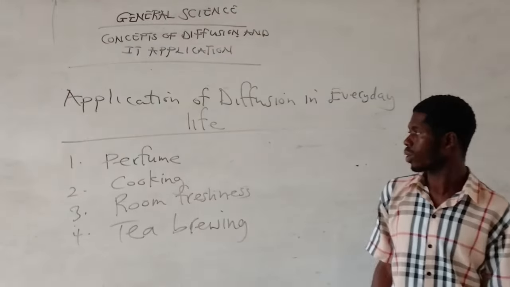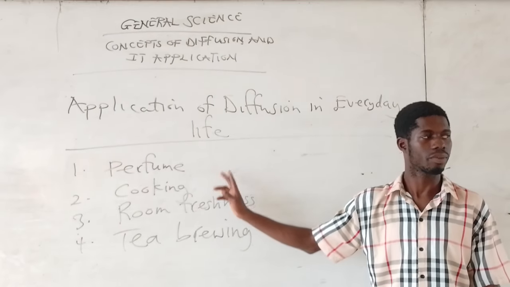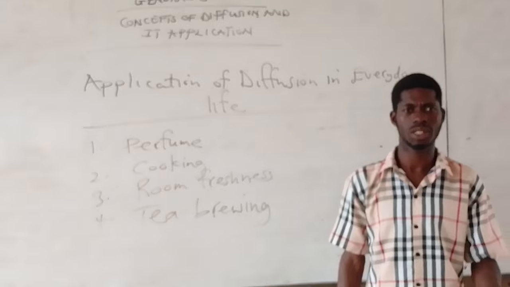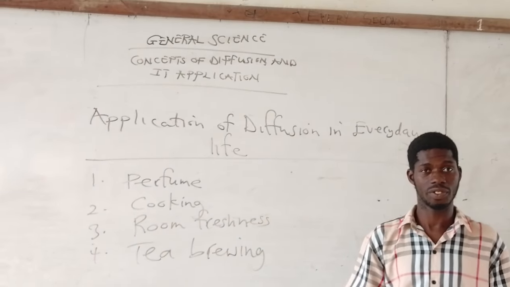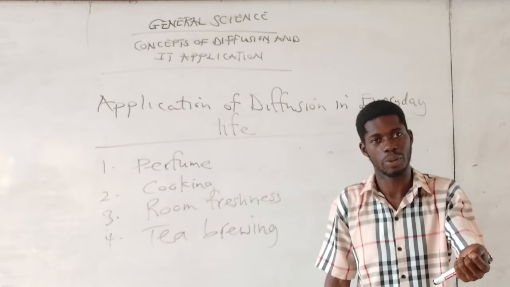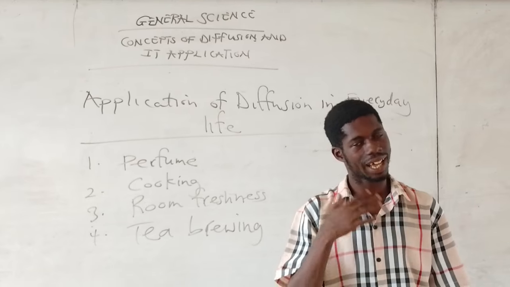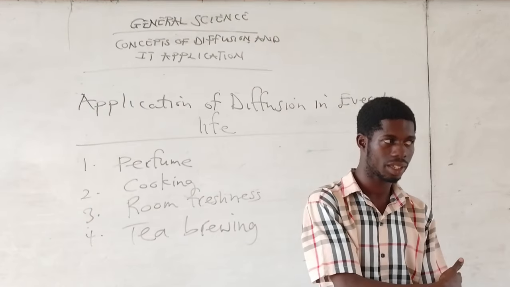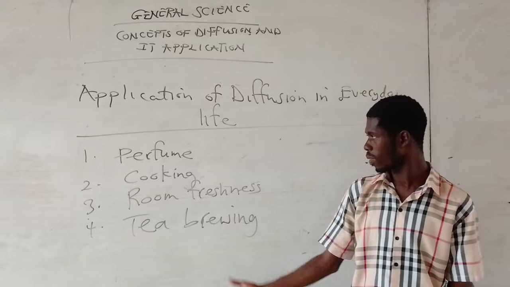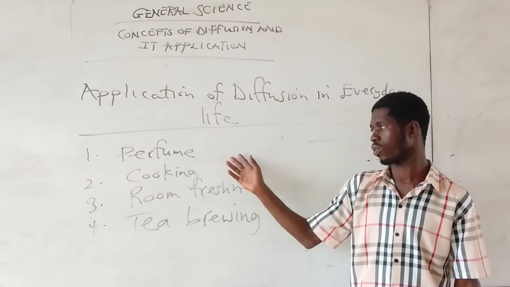Okay, so what are some of the points? The use of perfume. If you go to church, some people use strong perfume, and you yourself are using a perfume. As soon as somebody passes by you, the person will smell it, due to the rate of diffusion. So as soon as I'm coming, after cleaning myself with a nice perfume, when someone passes by me, the person will smell it, due to the rate of diffusion. So perfume, the use of perfume, is an application of diffusion in our everyday life.